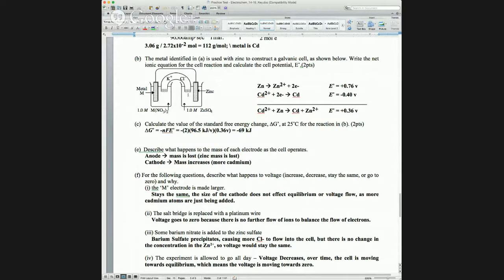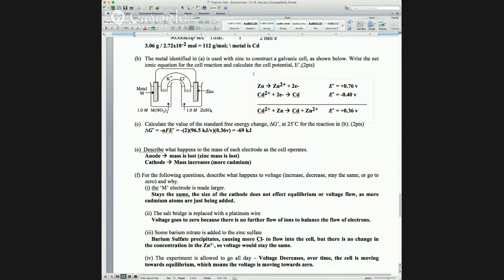So here's the galvanic cell, which means it's creating its own current. It has a salt bridge. It has this unknown metal M, which we've determined to be cadmium, and there's the zinc. They're both, oh no, they're not both in nitrate. The cadmium's in nitrate, the zinc is in sulfate. So that is interesting.